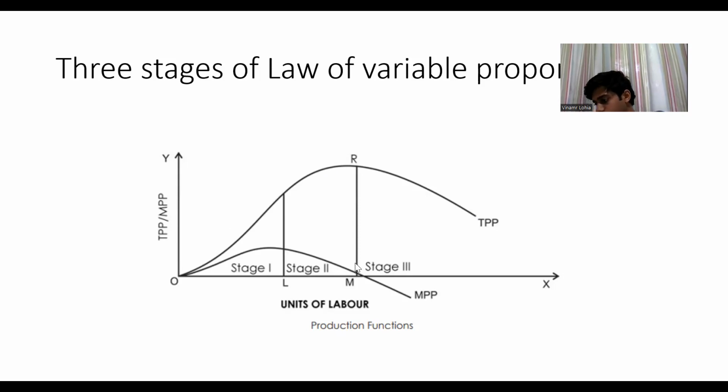Whereas we have another curve which is starting at the same point as the total product, known as the marginal product of production. So with an increase in total product, there's an increase in marginal product in the first stage. In the second stage, when there's an increase in the total product, there's a decrease in the marginal product. And in the third stage, when the total product diminishes, there's a negative slope of the marginal product.